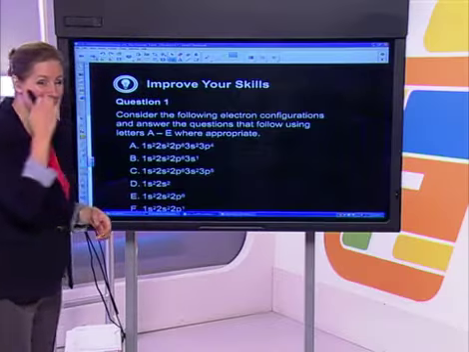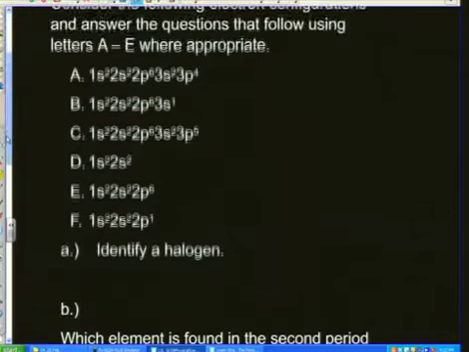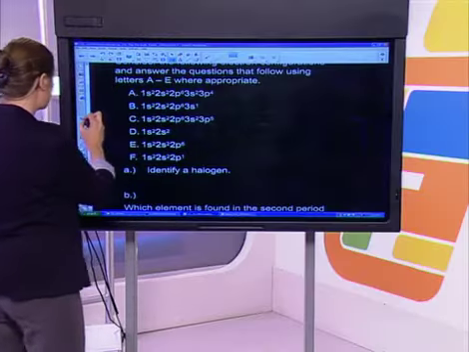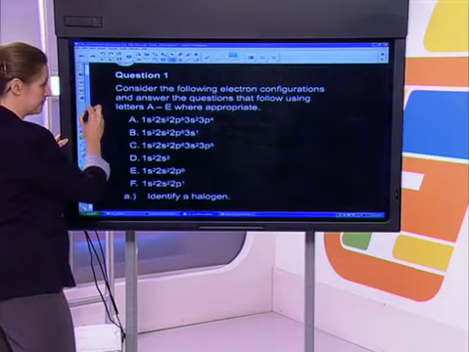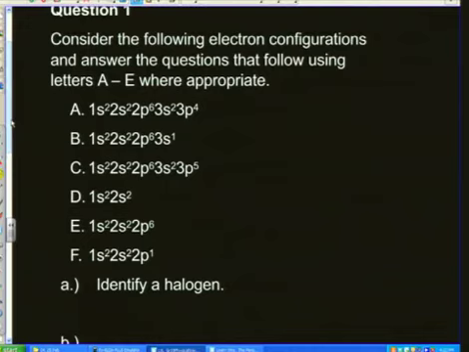Let's go across to improving your skills, because these are the kind of questions that maybe you could come across and see. So, consider the following electron configurations and answer the questions that follow, using the letters A to E where appropriate. So we've got a list. And this list is giving us a whole bunch of electron configurations for different atoms. And that's, I think, what the question originally said. It would specifically have to be for atoms. And I think I need to add that in here.